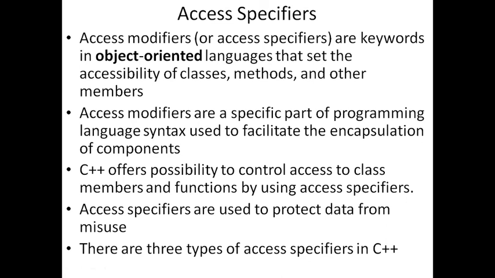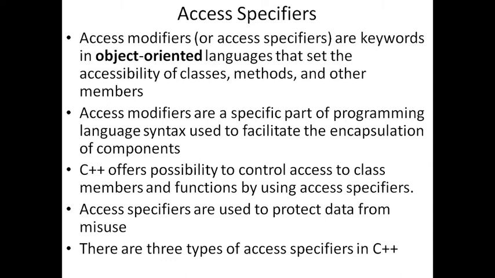Then next we are discussing the access specifiers of object-oriented programming. Access specifiers are also called access modifiers, and these are used to control the accessibility of classes and methods. Access specifiers are the specific part of the programming language syntax used to facilitate the encapsulation of components. That is the main thing.